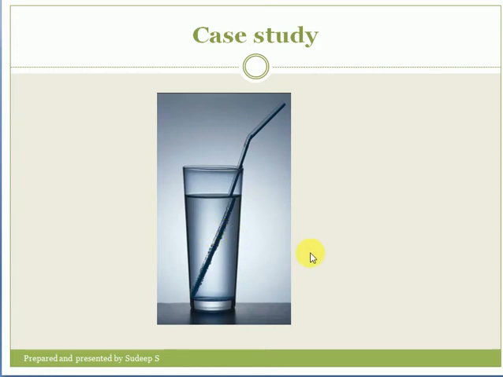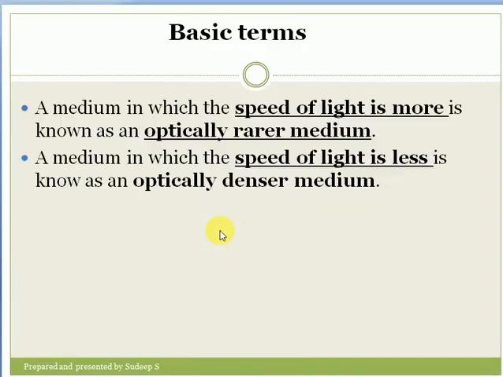When light rays are made to go from one transparent medium to another transparent medium, they change their direction at the boundary separating the two media. In this case, it's air and water. In order to understand this phenomenon, let us understand the basic terms here.